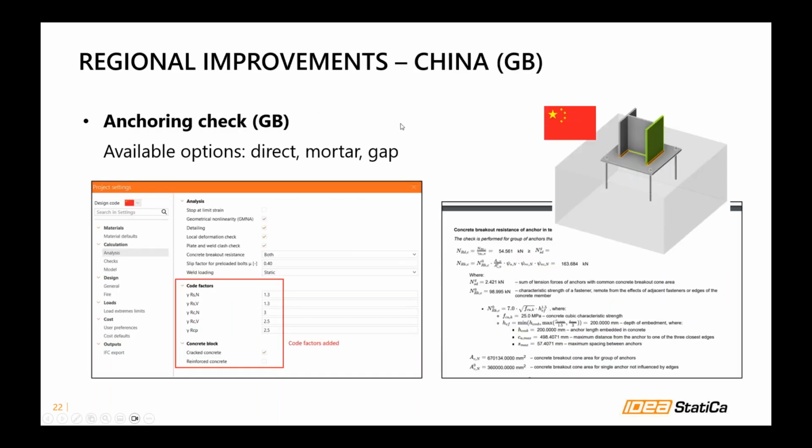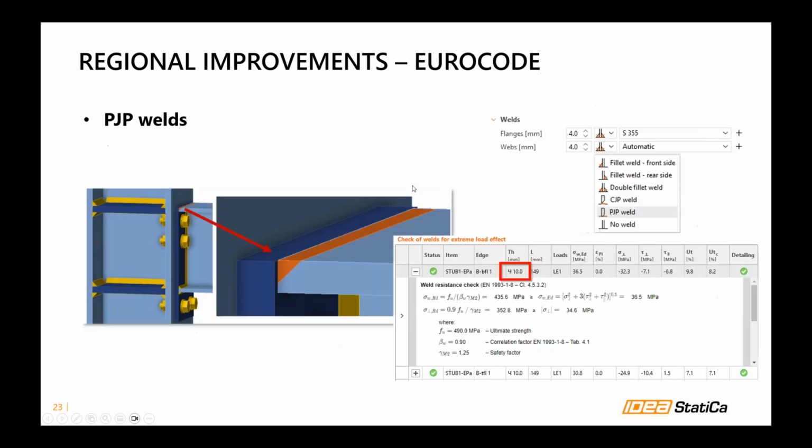Then for China, we have added anchoring checks. Then the code factor is also added, and you can choose the direct mortar or gap for the anchoring check in Chinese code. Then for Eurocode, we have added in PJP weld. If you select a PJP weld, you can see here that there's a special symbol indicating that the PJP weld is used.